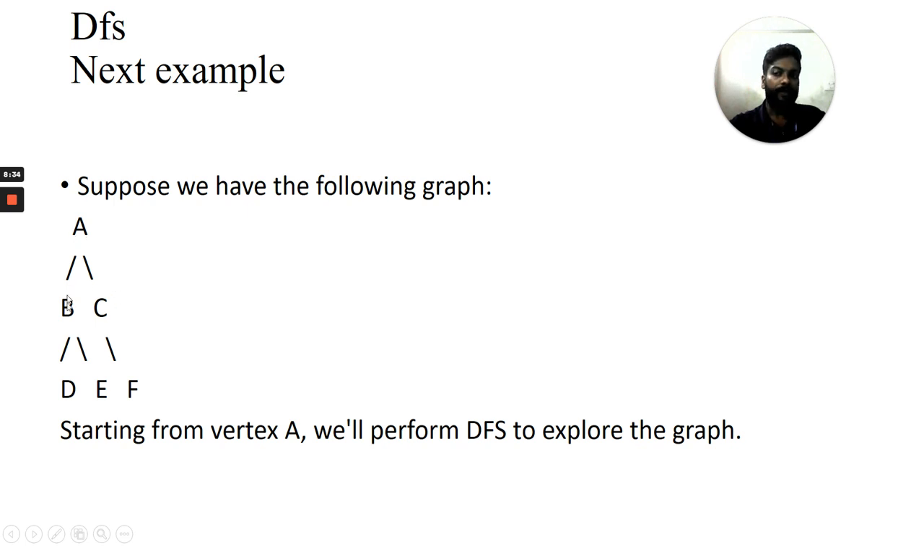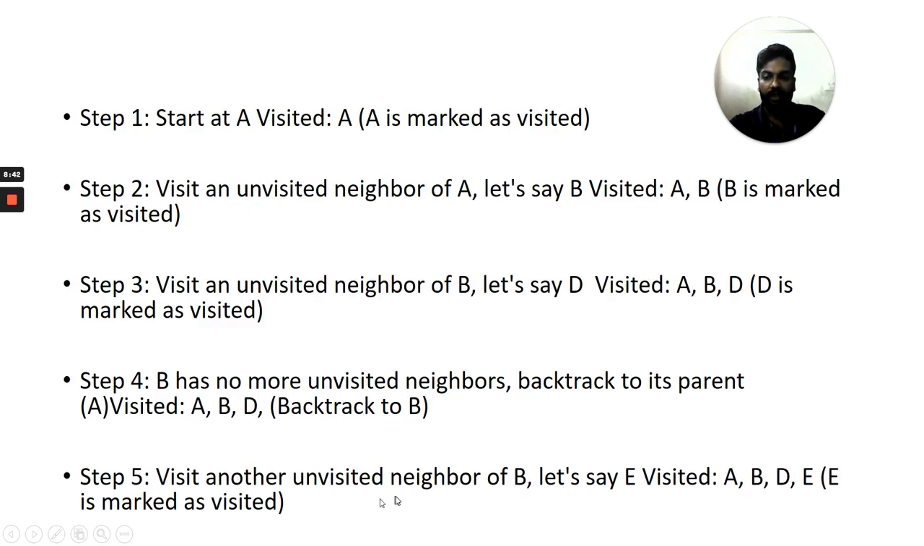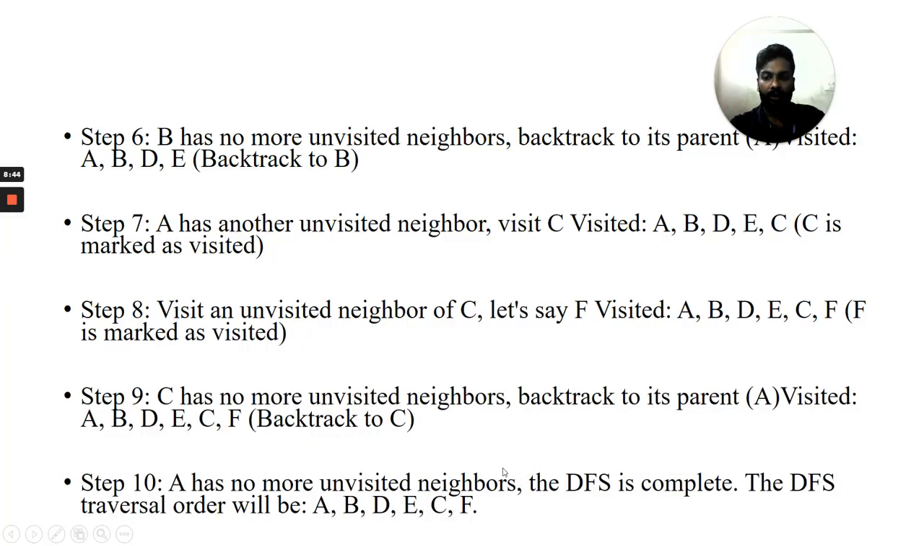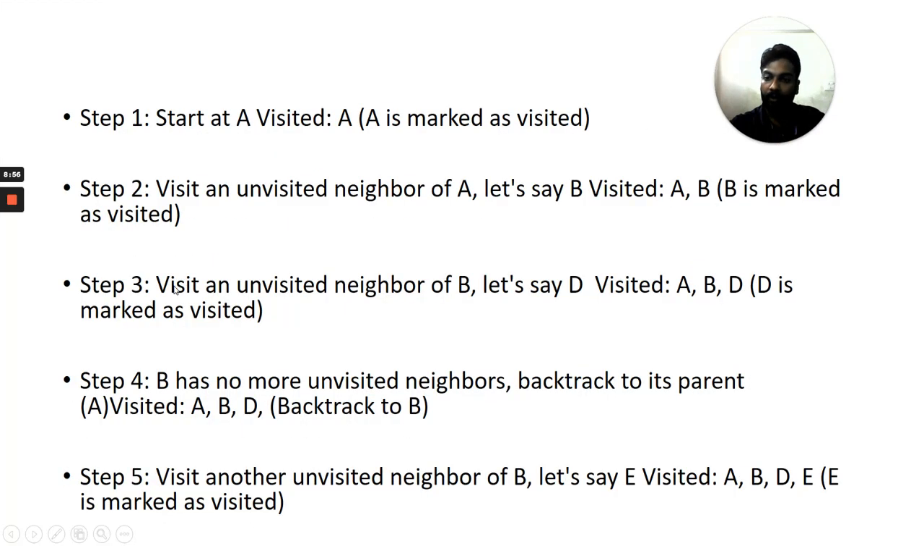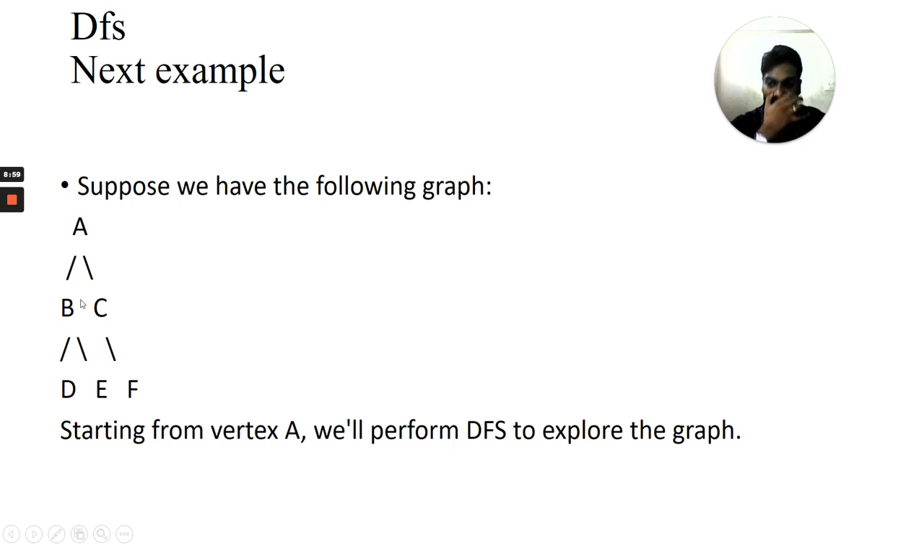Okay, then A had already pushed C at the start. So we select the adjacency node of A, C. That C is unvisited, so C is visited. With no more unvisited nodes, we backtrack to parent A. We visited A, B, D, and E, and another unvisited neighbor of A is C, which is visited. Then we check the adjacency nodes of C. C's only adjacency node is F, which is pushed into the stack.